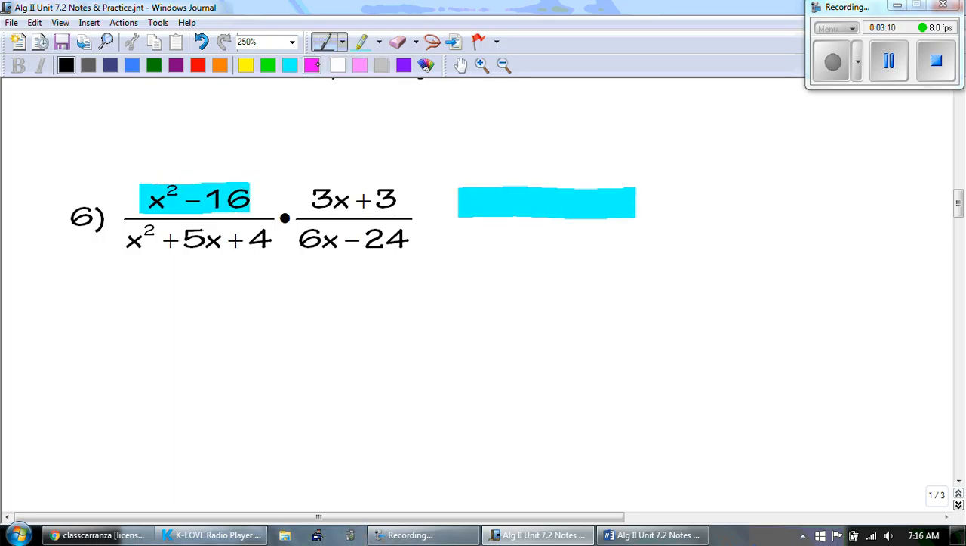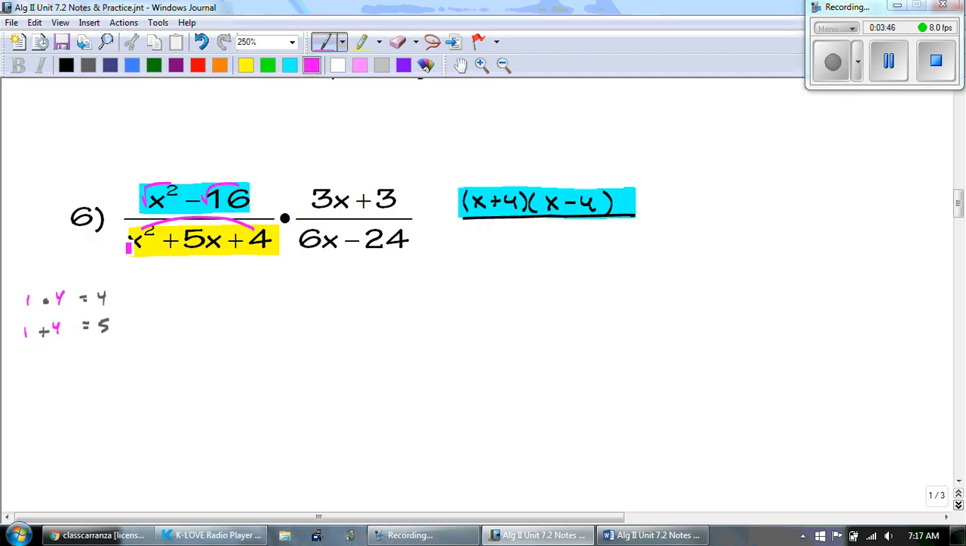So there we go. I've got a binomial with subtraction, and they're both perfect squares. So that goes to x plus 4 and x minus 4. Oh, sorry. Okay, now we need to factor the x squared plus 5x plus 4. I'm looking for numbers that multiply to get to 4 and add to get to 5. And it's 1 and 4.